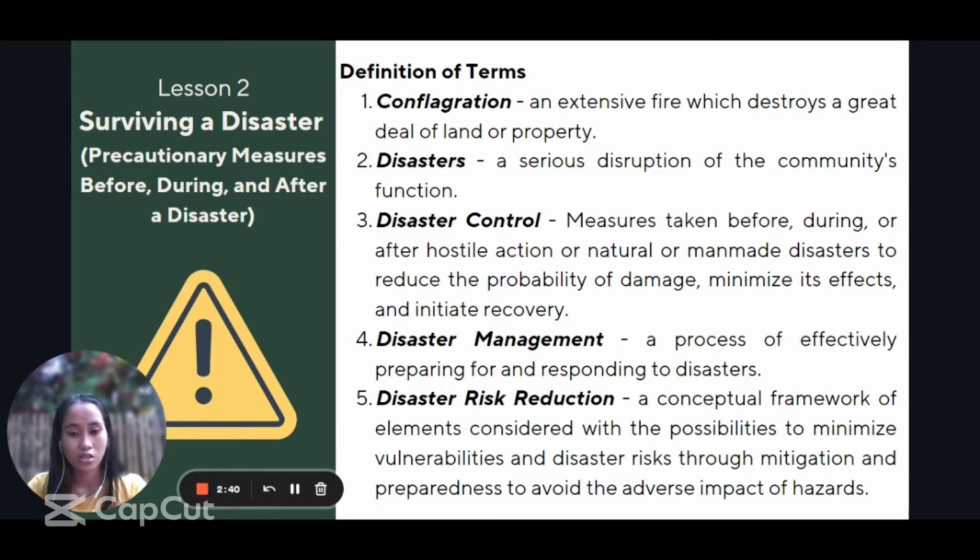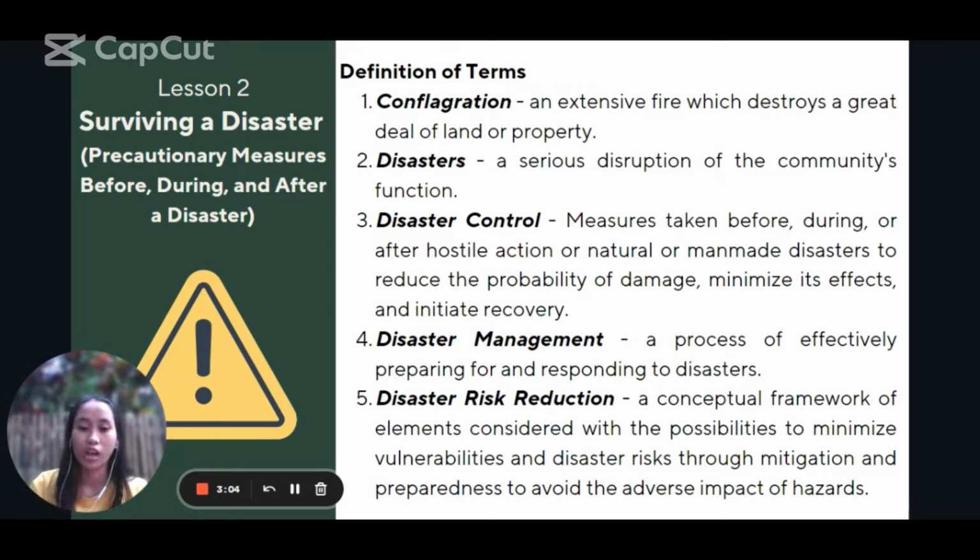Fourth is disaster management, a process of effectively preparing for and responding to disasters. Just like disaster control, it is designed to maintain control over disaster and to help at-risk persons or communities. Fifth is disaster risk reduction. It is the process of protecting the livelihoods and assets of communities and individuals from the impact of disasters.